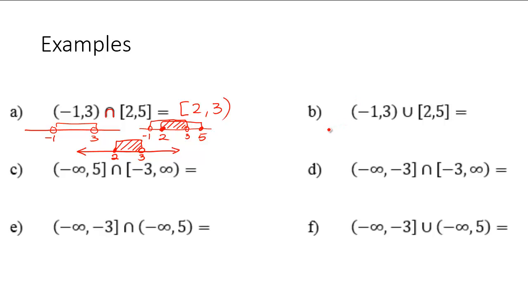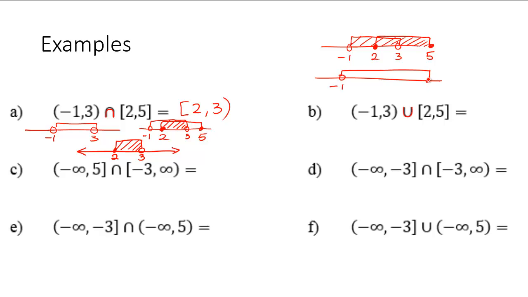This one has the exact same intervals, but you're taking the union of those two. So let's take a look at that. We're taking from -1 to 3 unioned with 2 to 5. So everything that's part of all of those components. So that'll actually be all the way from -1 not including to 5 including, giving us -1 to 5. Let's try the next one.